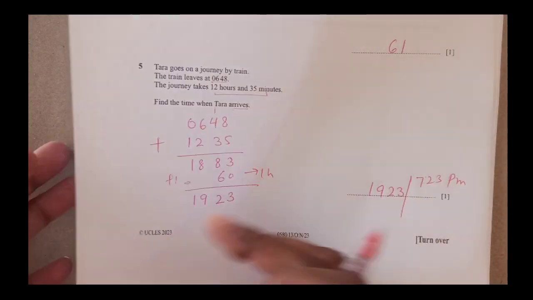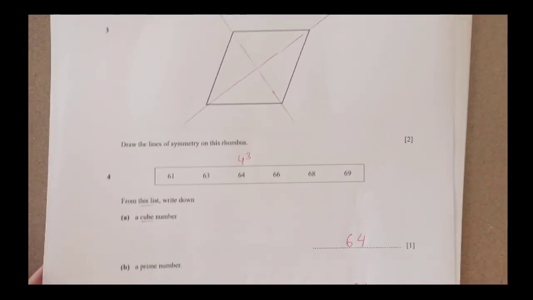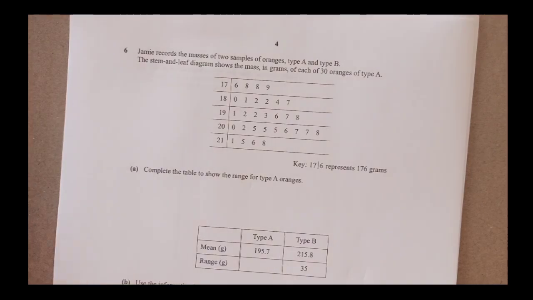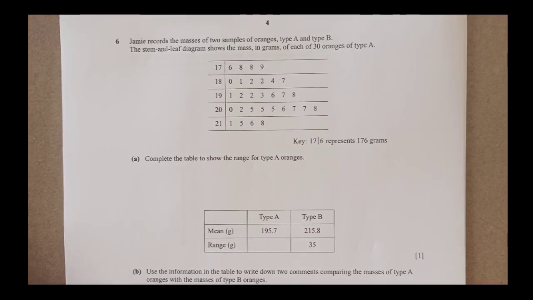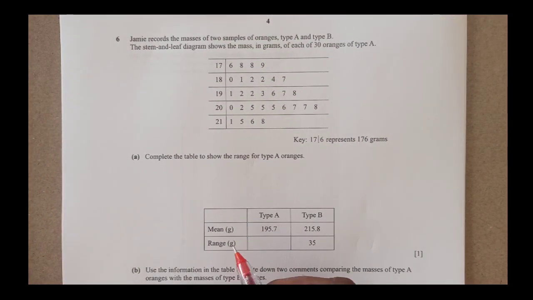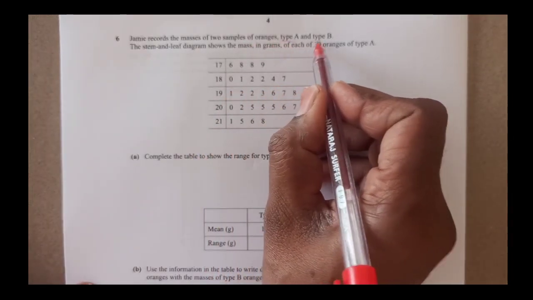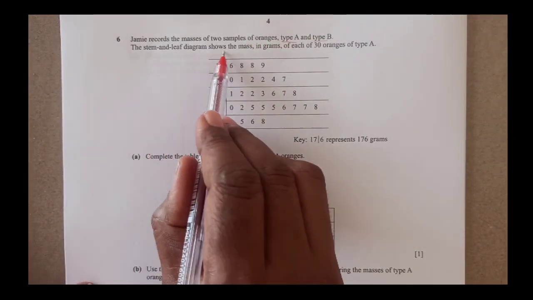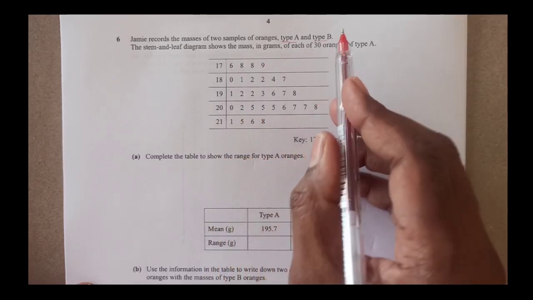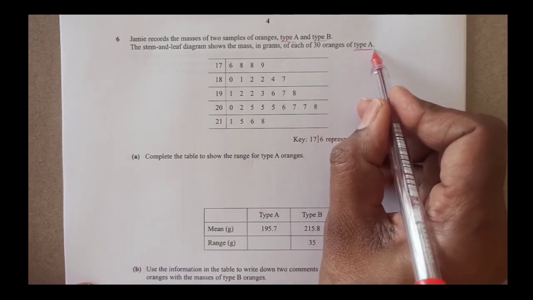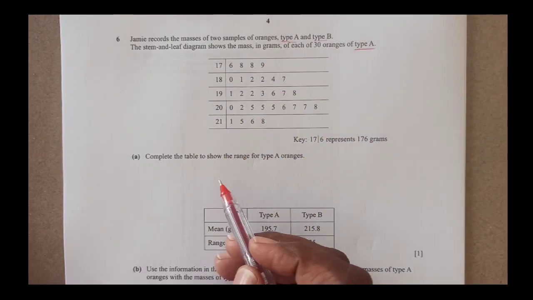Now let's move to the next question. Number 6. We have a stem and leaf diagram here. Jamie records the mass of 2 samples of oranges, type A and type B. The stem and leaf diagram shows the mass in grams of 30 oranges of type A. So this graph is only for type A.